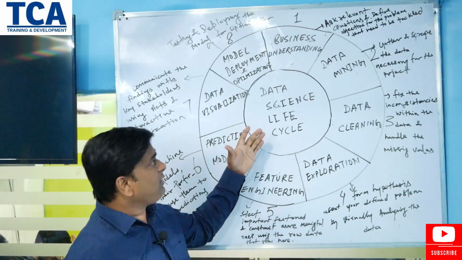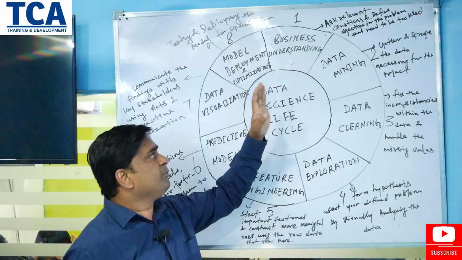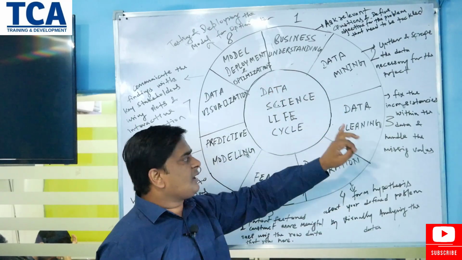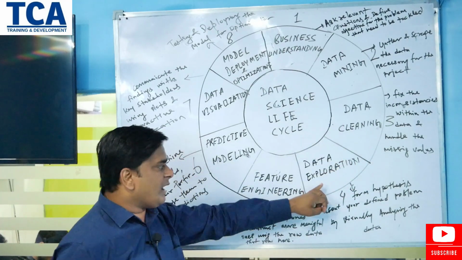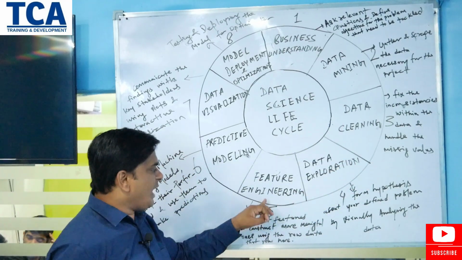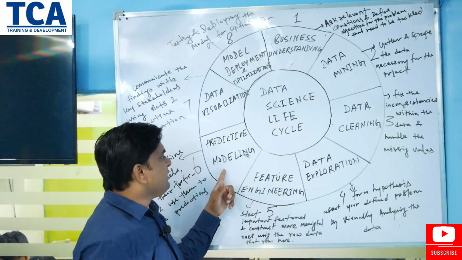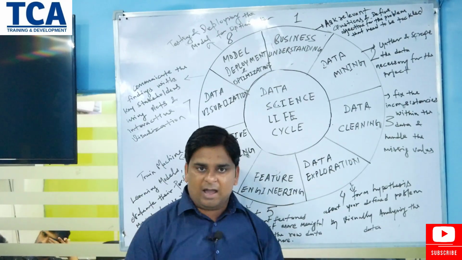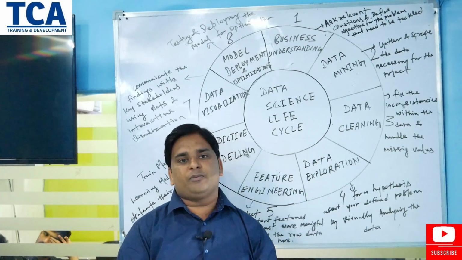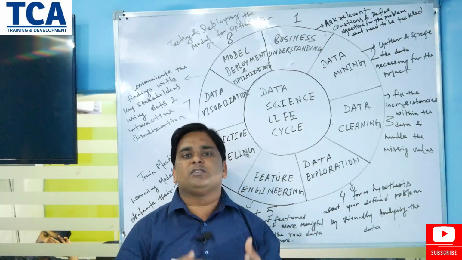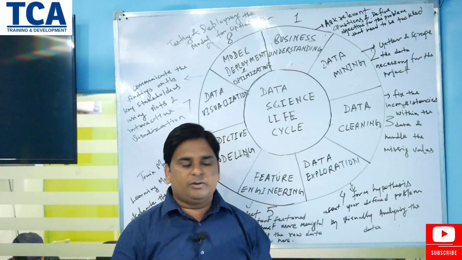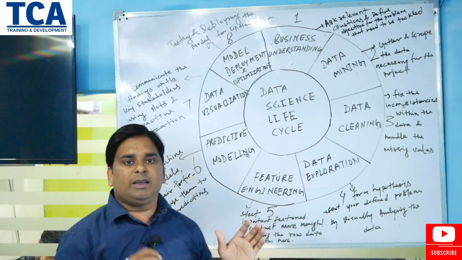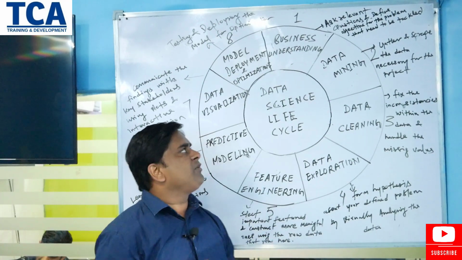Now these 8 stages start with business understanding, the second is data mining, the third is data cleaning, the fourth is data exploration, the fifth is feature engineering, the sixth is predictive modeling, the seventh is data visualization, and the eighth is the deployment of the model, and definitely the optimization needs to be taken further. Let me explain them to you one by one.